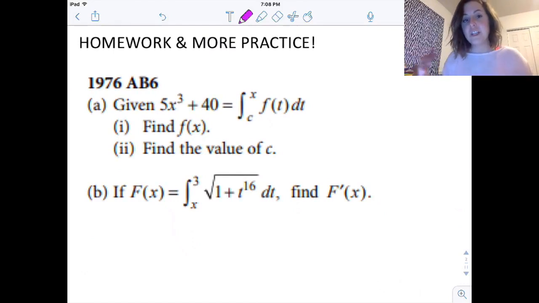So I'm actually going to start on letter B on this one. And again, this is in that last notes packet. All of these questions are in there. So what I see here is that, I'm going to start with B.